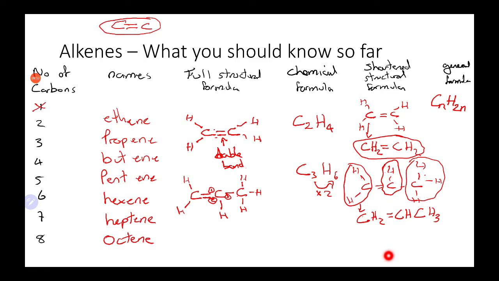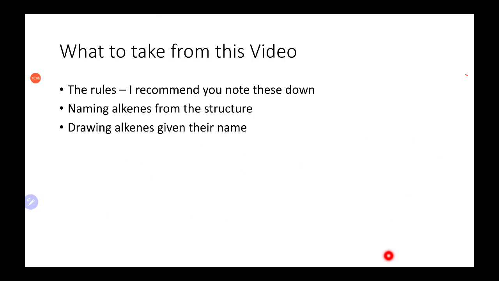Okay, so that's what you should know so far. If you don't know that, go back to the previous video and have a little look at it. Okay, what to take from this video? Hopefully, you should take away the rules for naming alkenes, branched alkenes. I always recommend that you write these down somewhere so that when you're doing the questions, you can have them on hand to look at. You should be able to name alkenes if I give you a structure, and you should be able to draw alkenes given their name.